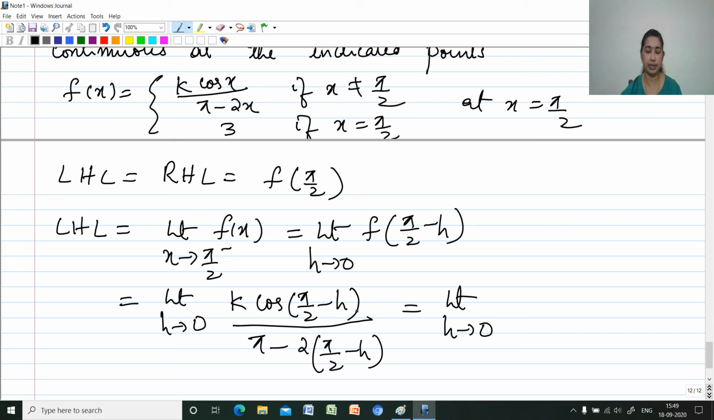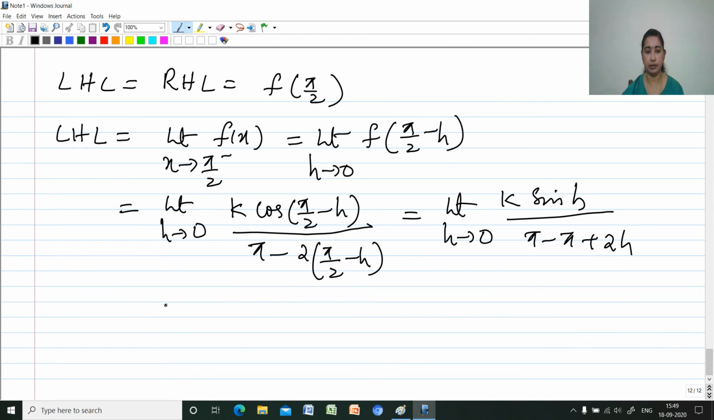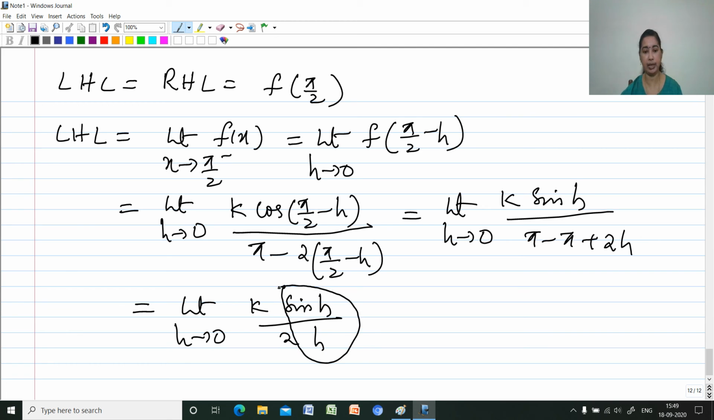Cos of pi by 2 minus h is sin h. So k into sin h divided by, opening the bracket, pi minus pi plus 2h, the pi gets cancelled, remaining limit h tends to 0 k into sin h by 2h. Now applying the limit, sin h by h as h tends to 0 is 1. So the answer will be k by 2.